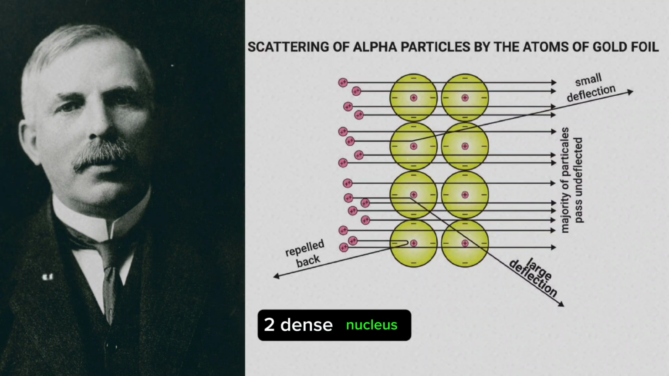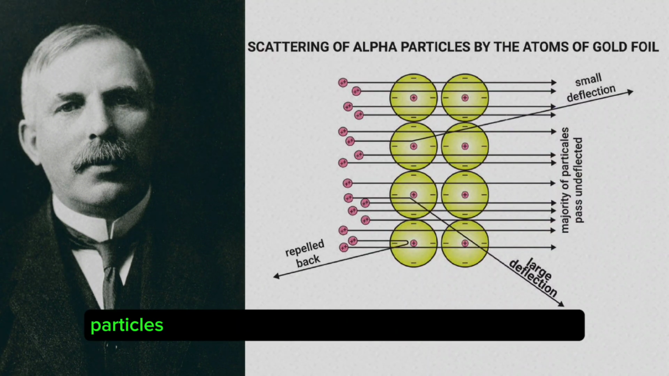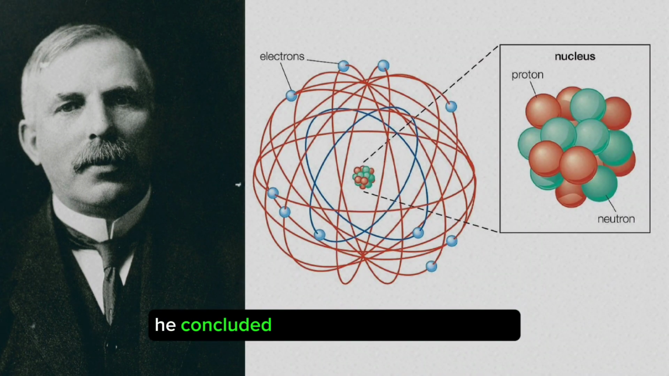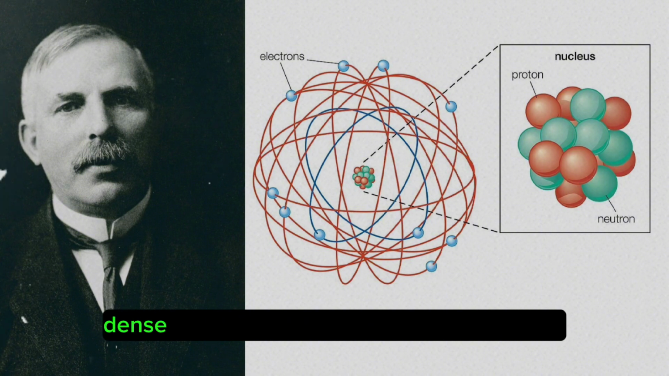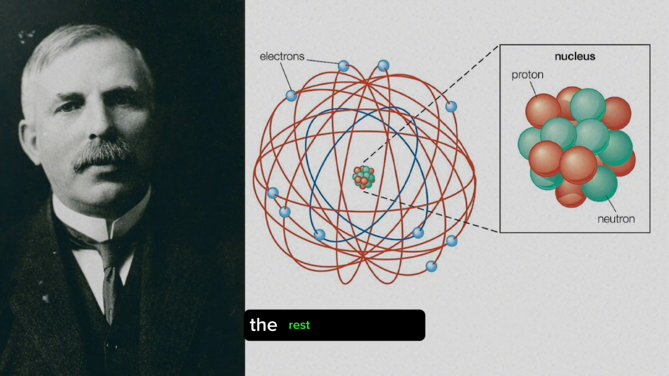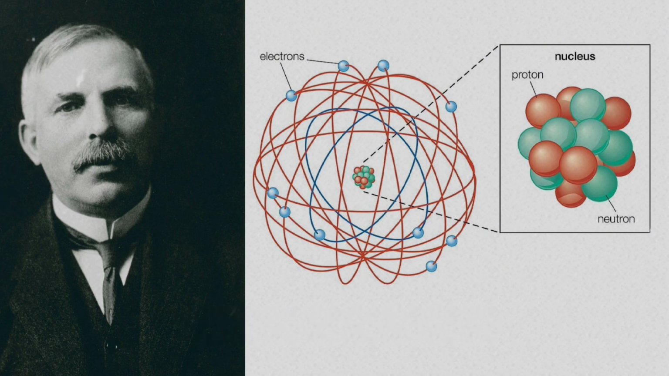2. Dense nucleus. The surprising deflections and backward scattering of alpha particles led Rutherford to propose a new atomic model. He concluded that atoms must have a tiny, dense, and positively charged nucleus at their center. The rest of the atom, he believed, consisted of mostly empty space where electrons orbited the nucleus.